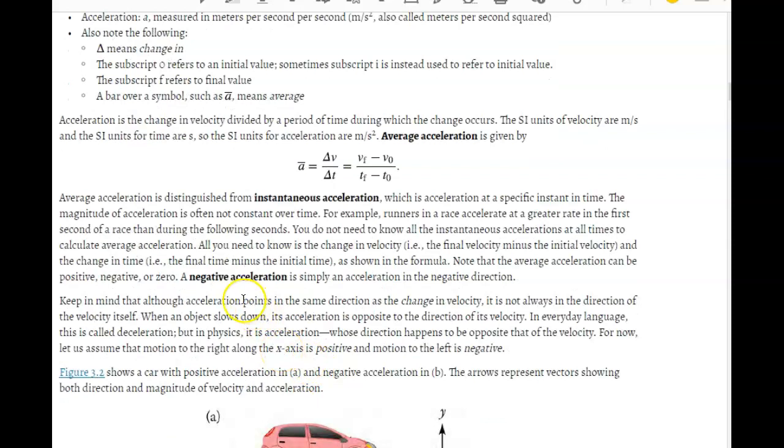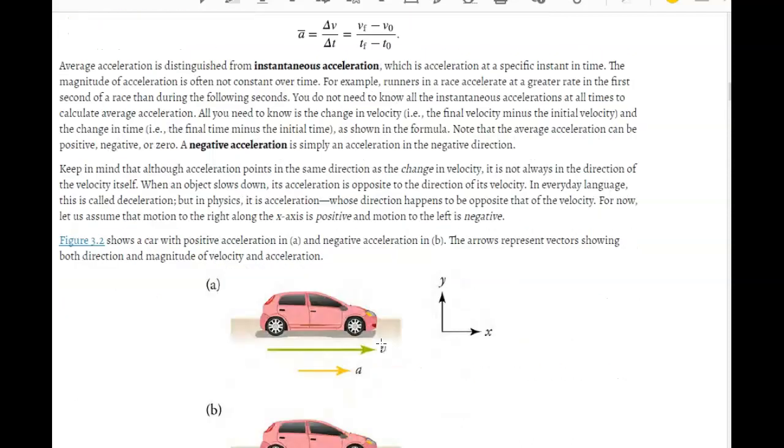So keep in mind, acceleration points in the same direction still as the change in velocity. It's not always the direction, but if an object slows down, its acceleration is opposite of that of direction of the velocity. Okay, in everyday language it's called deceleration, but in physics it's still acceleration, but the direction is opposite, so you would make it negative.